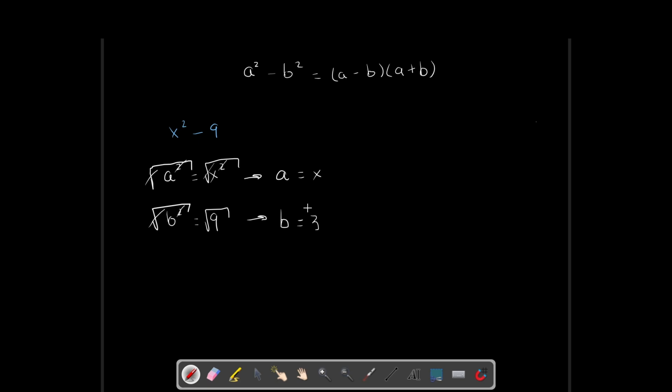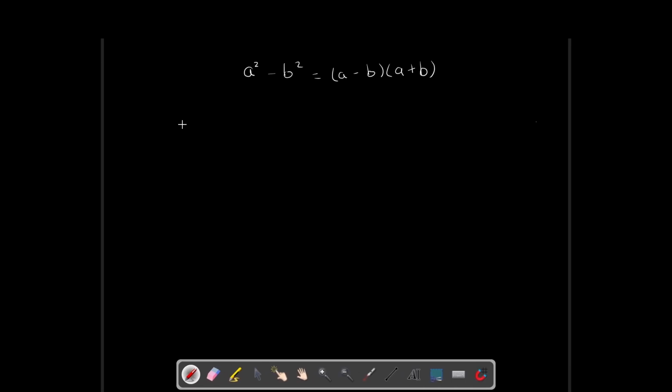And with these two numbers, we can just go and use the formula. So a squared minus b squared equals a minus b times a plus b. We know here a is x, so x minus b, which is 3, so x minus 3 times x plus 3. And we are done. Let's see another one.